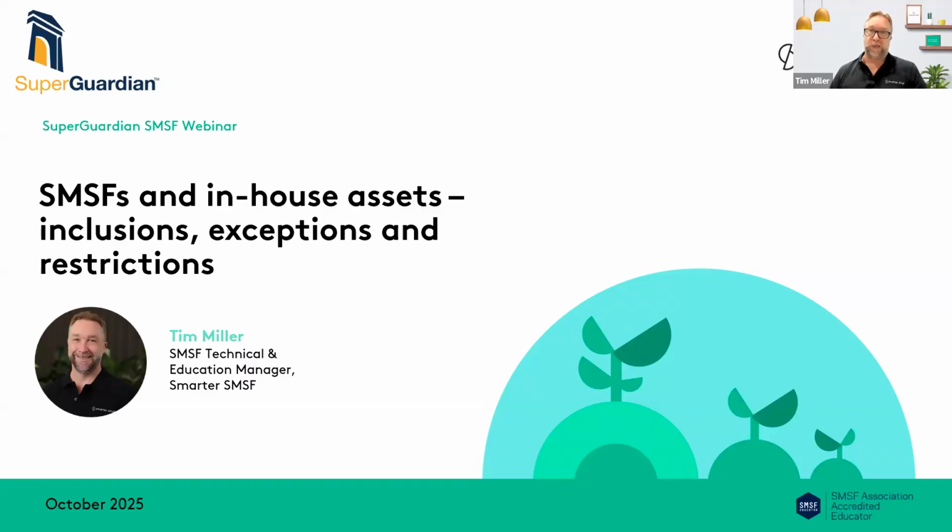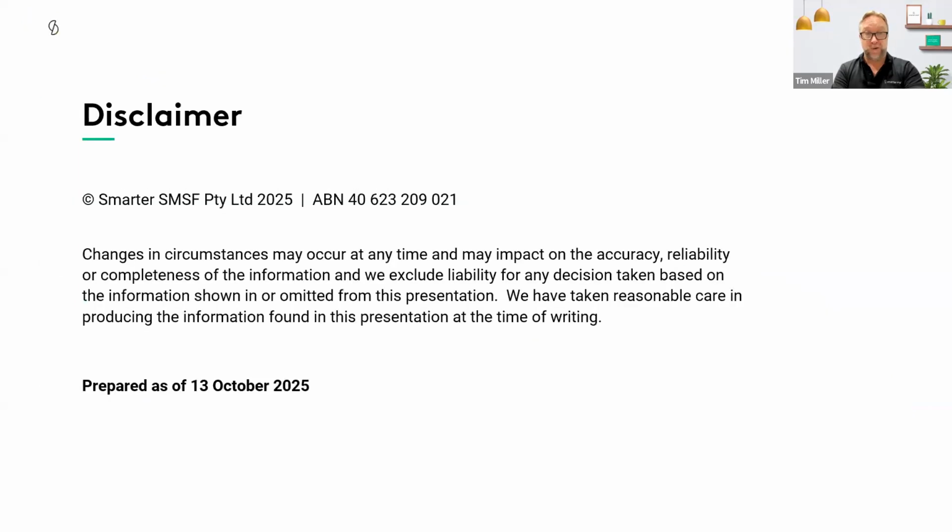I find these subjects are intrinsically linked, and they're linked primarily because of the in-house asset rules. So when we talk about acquisition of assets from related parties and other things, I think it's important to have a broader and greater understanding of the in-house asset rules to be able to discuss it, and then to discuss it from a client point of view. So with today's webinar, I do want to focus on the core issues around in-house assets.